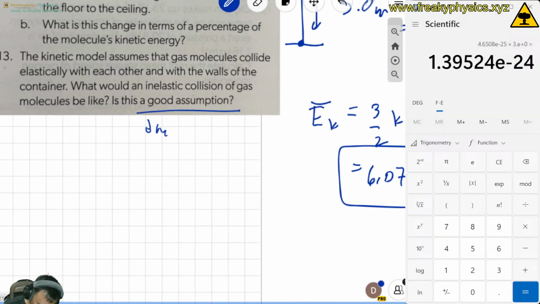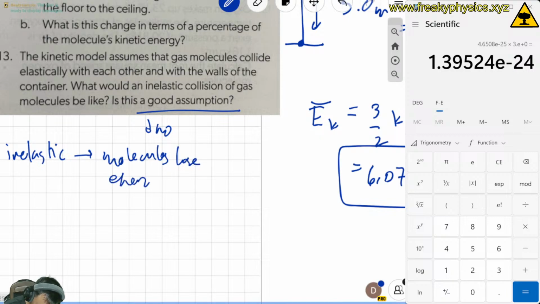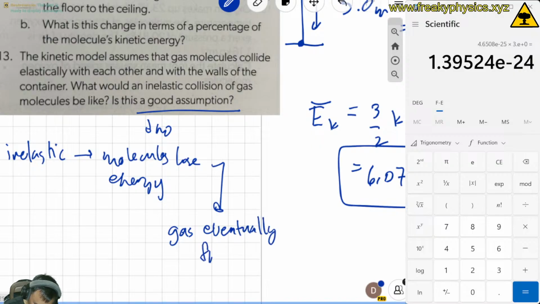Yeah? So this is not a good assumption, because if it were, so I'll just write it down again. No, because inelastic means molecules lose energy, right? And then when molecules lose energy, they eventually freeze. Gas eventually freezes, right? So you'd say that in the real world, energy is conserved, like in the collisions.